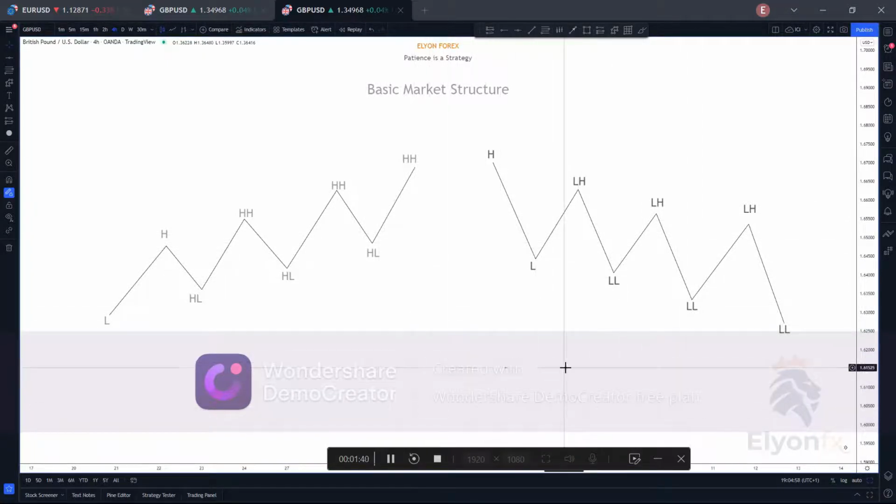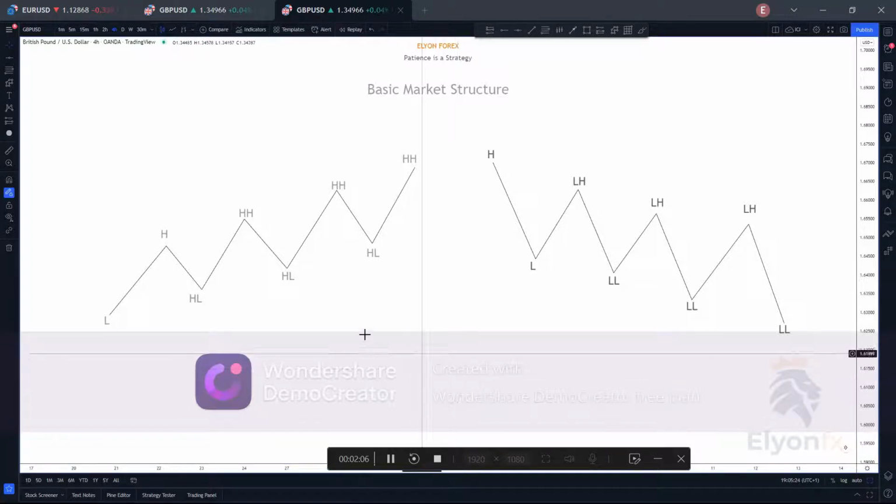There are actually three ways by which the market moves. Either the market moves up, the market moves down, or the market moves sideways. If the market is moving up or moving down, we say that the market is trending. But if the market is moving sideways, we say that the market is ranging. When the market is moving up, we say that we are in an uptrend, and when the market is moving down, we say that we are in a downtrend.